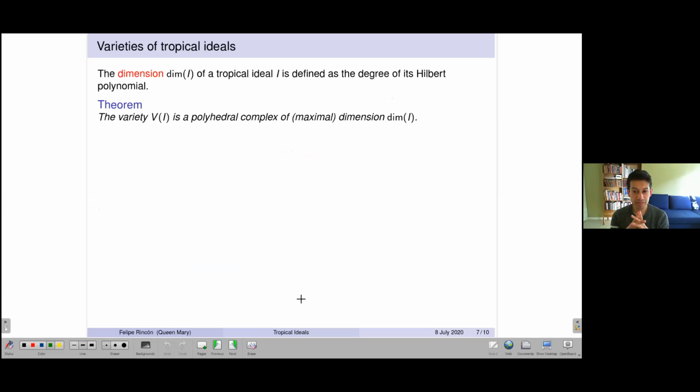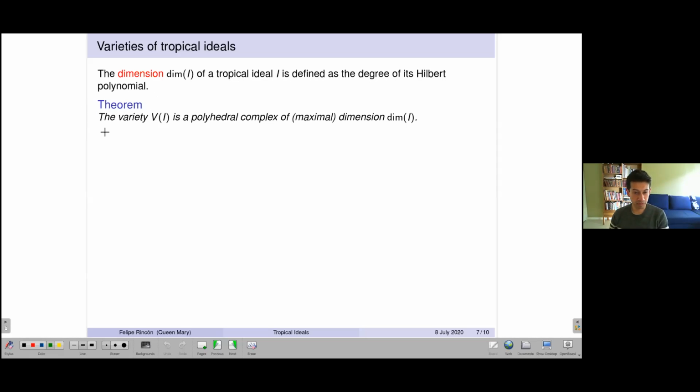And then let me tell you a bit more about what we've been investigating more recently. We're still interested in understanding these varieties of tropical ideals better. We know that they're finite polyhedral complexes, but we want to know more. We want to know their dimension, for instance, or if they have more interesting properties that we are used to from tropical geometry. Well, remember that tropical ideals have a well-defined Hilbert polynomial, which is the polynomial that the Hilbert function stabilizes to. And that polynomial has a degree. Classically, that degree measures the dimension of the variety of the ideal. So let's mimic that classical definition, and define the dimension of a tropical ideal, maybe a non-realizable one, as the degree of its Hilbert polynomial.